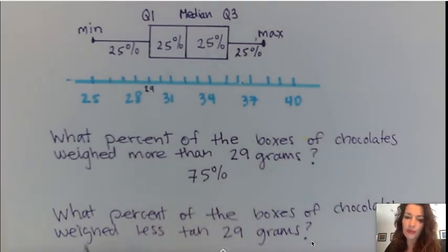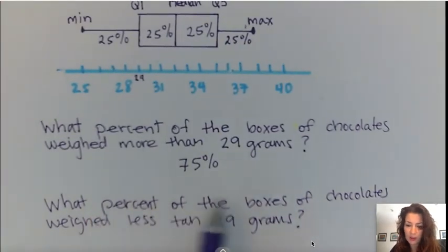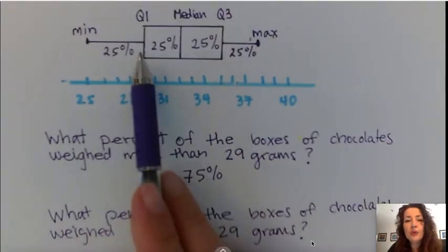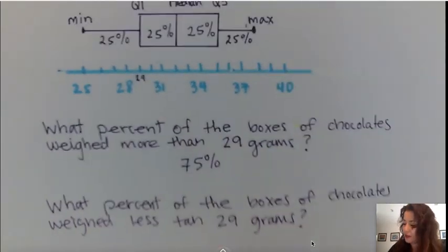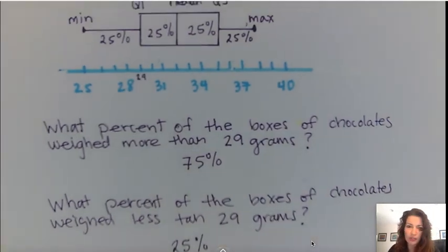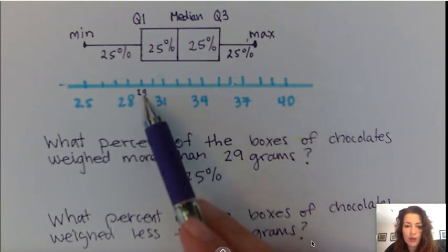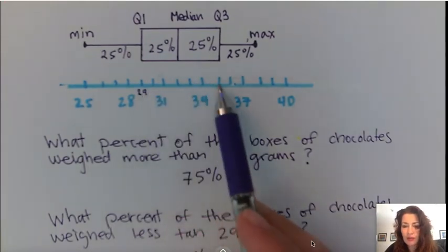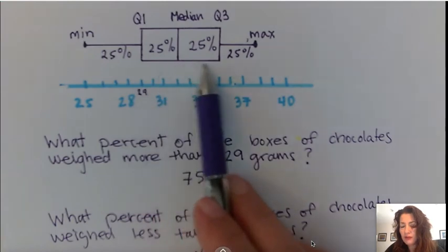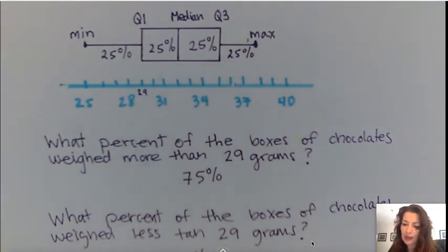And on the same type of question, I can ask, what percent of the boxes of chocolates weighed less than 29? Well, less than 29 would be 25%. So I can ask a series of questions. I can also ask, what percent of the chocolates weighed between 29 and 35? So that would be 50%, which is actually our middle 50%, and so on.